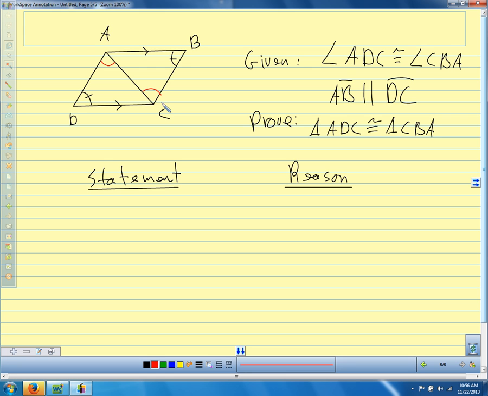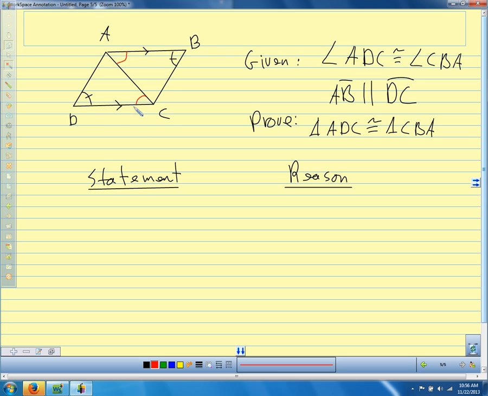What kind of angles are those? No, those aren't the ones I want. I want this angle and this angle. There we go. What kind of angles are those for two parallel lines cut by a transversal? What did we call those kinds of angles? Those are alternate interior angles. What do we know about alternate interior angles? They're congruent when the lines are parallel.